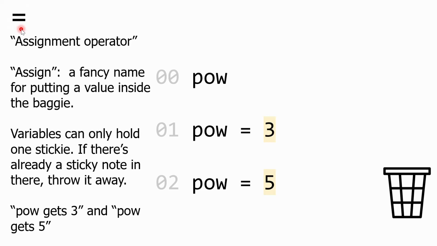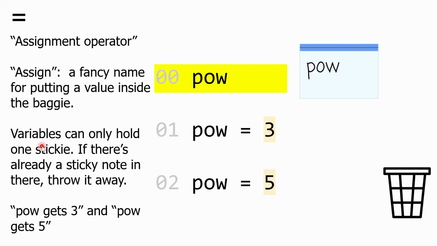Now, be very careful. We're not going to say equals. We're going to try to say the word assign when we see an equal sign. Because unlike math, when you set equal something, it never could change. But in programming, we have the ability to change the value of a variable. So, variables, unfortunately, can only hold one sticky or value at a time. If there's already a sticky note in there or a value inside the variable, we throw it away.